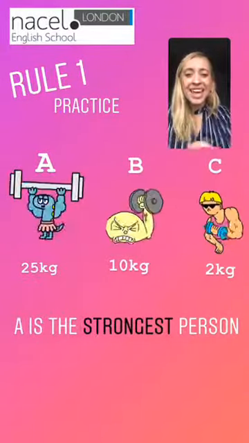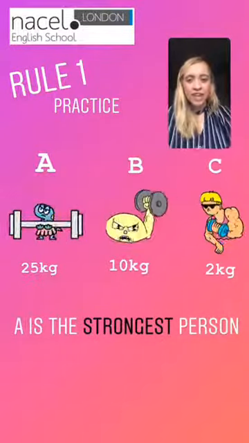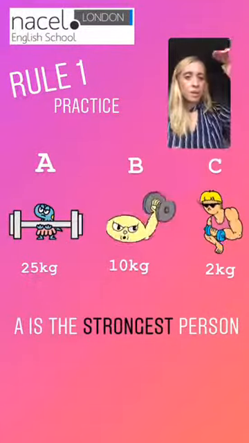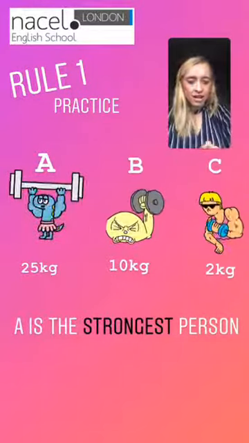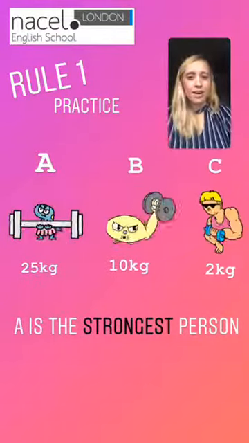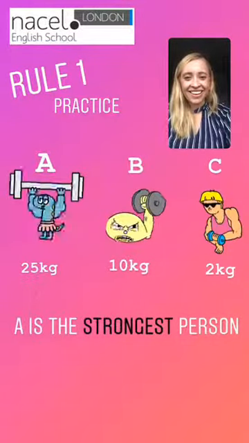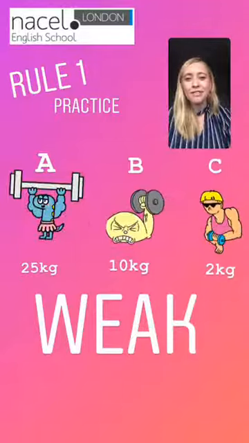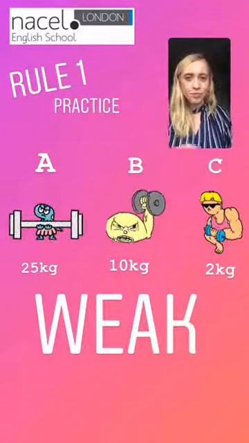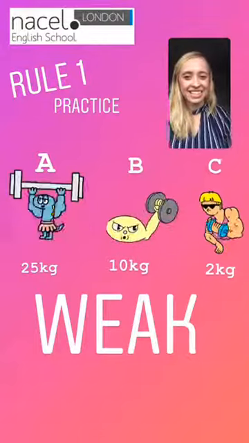We can also do another sentence, talking about person C. What would your adjective be if we are talking about C? Remember, I said we can talk about the upper and the lower limits. If you've got it correct, we are looking for weak. Weak is your adjective. Okay, what is your superlative sentence if we are talking about C?